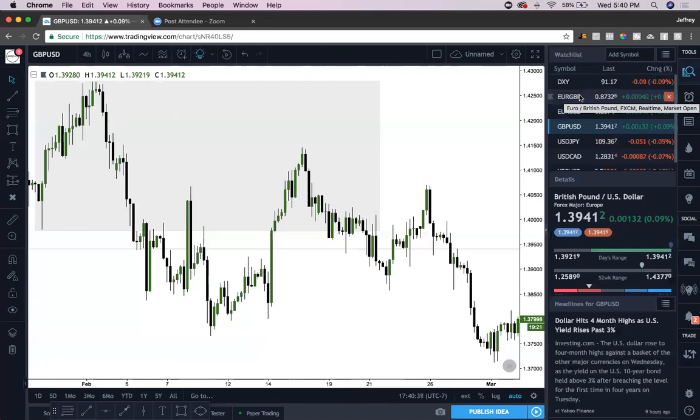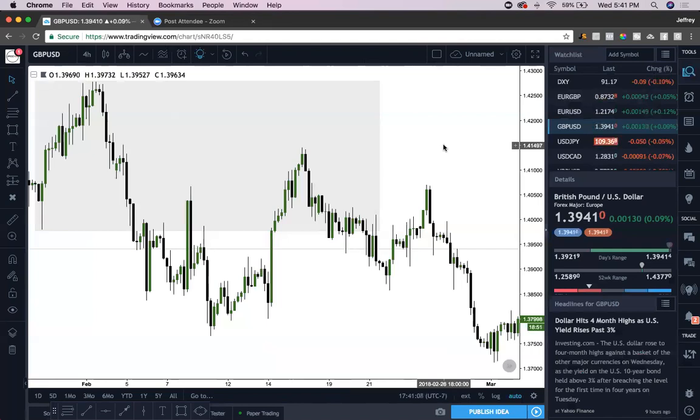But in terms of my system that I've learned from ICT, I don't really practice or study it in anything other than the majors. But it works anywhere. It's just I prefer not to trade exotics or anything like that. Their price action isn't as clear as the majors. So me personally, I would stick to anything with the US dollar.